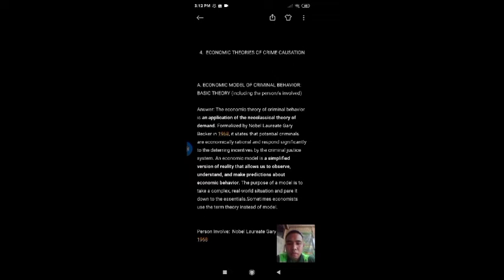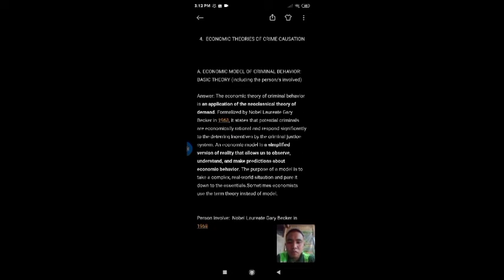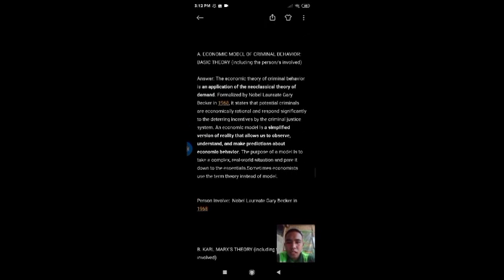An economic model is a simplified version of reality that allows us to observe, understand, and make predictions about economic behavior. The purpose of a model is to take a complex, real-world situation and pare it down to the essentials. Sometimes economists use the term theory instead of model. The person involved with this is Nobel laureate Gary Becker in 1968.